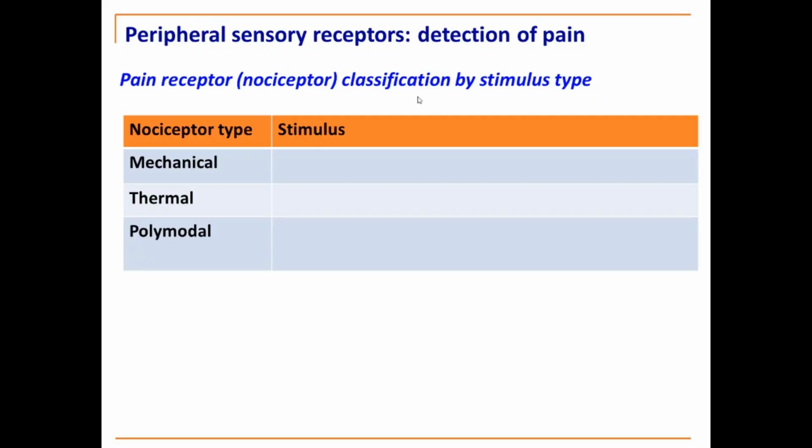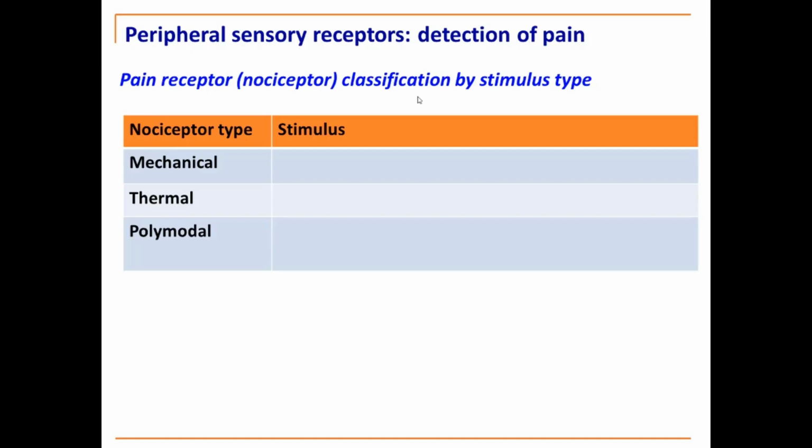So what I'd like you to do, just like in the last one, I want you to think about how you can answer this. What kind of stimulus will cause or stimulate a mechanical nociceptor? And likewise thermal, it's quite easy really, and polymodal. So we're thinking about what is the stimulus in each case.